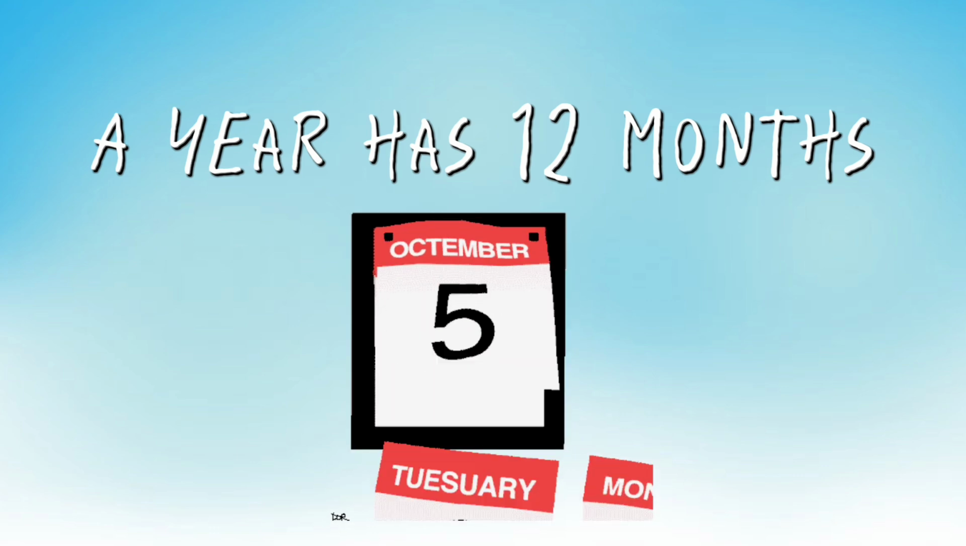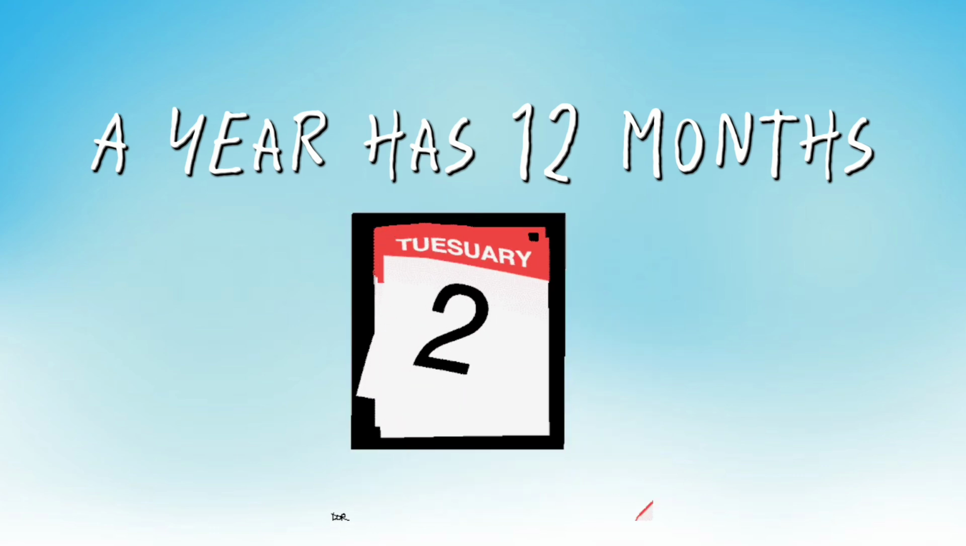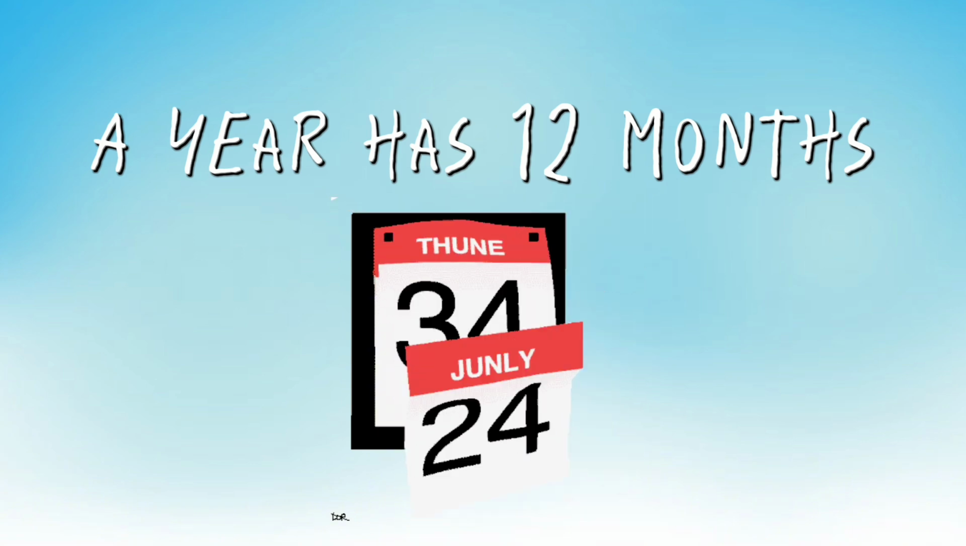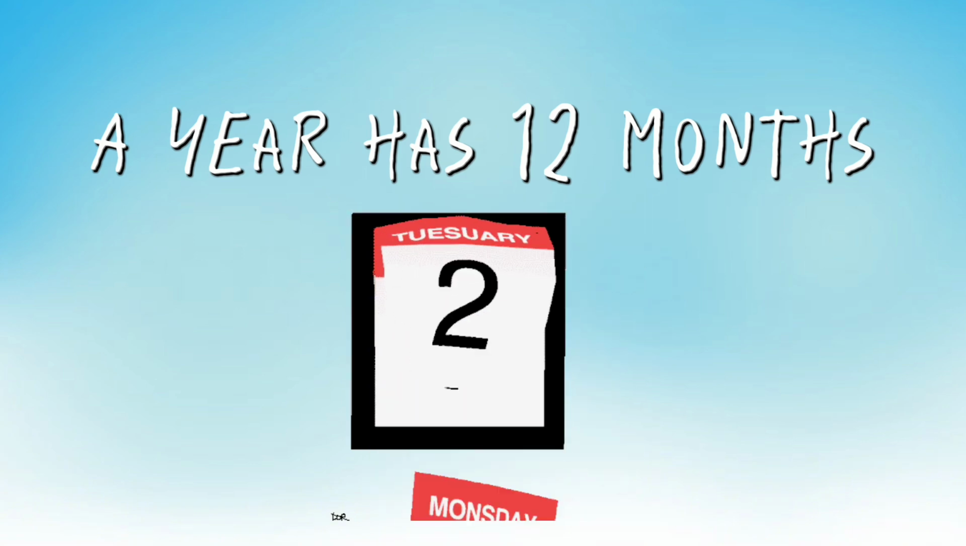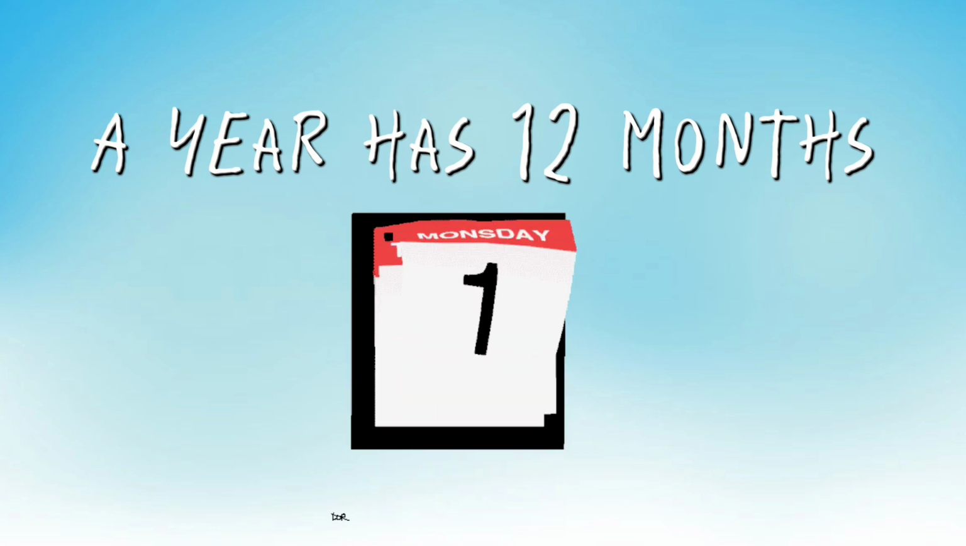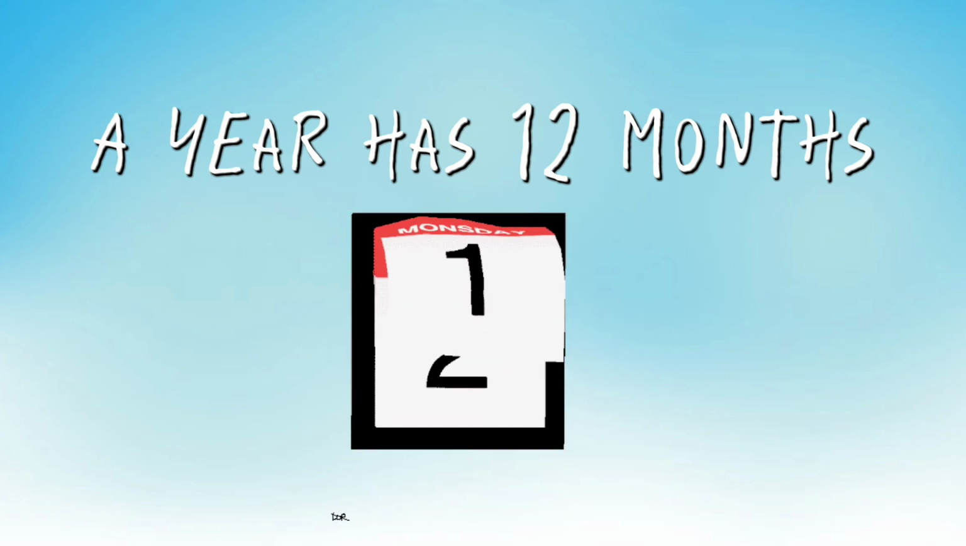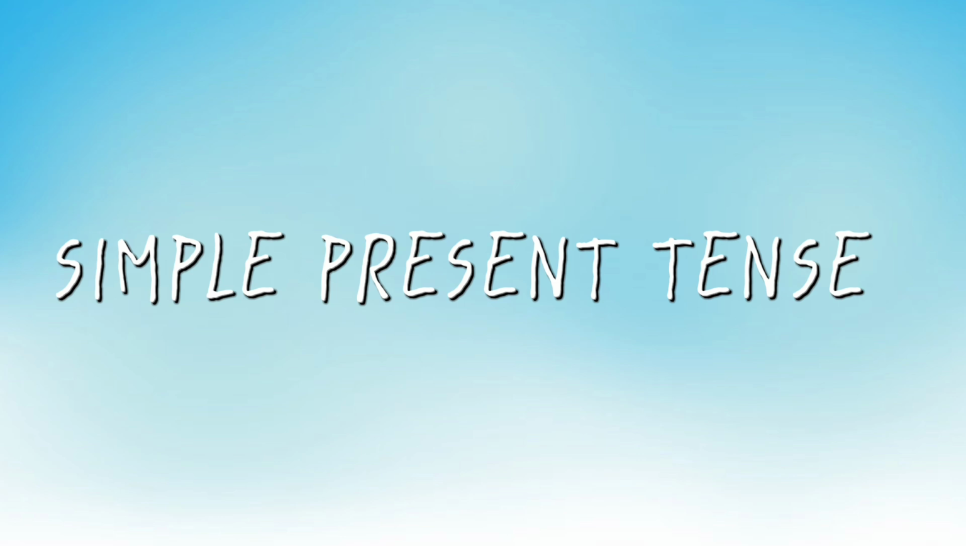A year has 12 months. It's a simple aspect because it is a fact that is always true. The simple aspect is appropriate because it states the fact clearly without any additional focus on time or details. So those are the examples of simple aspect in present tense.